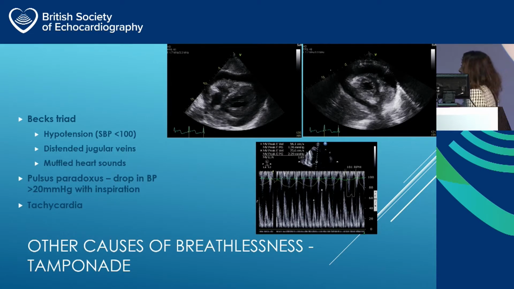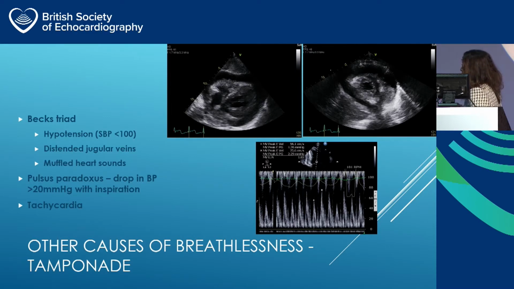Patients are hypotensive, they've often got distended jugular veins and muffled heart sounds. They also are likely to have a pulsus paradoxus, which is an exaggeration of the usual, so your normal blood pressure will drop a little bit on inspiration. Because you're breathing in, there's a slight preferential right ventricular filling, slight reduction in left, and you end up getting a slight drop in systolic blood pressure.